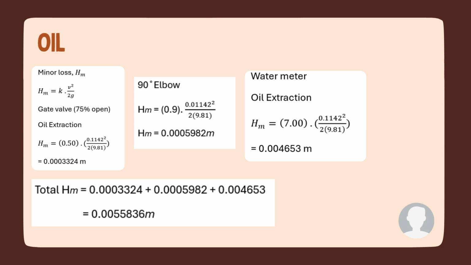And for the 90 degree elbow, we got the value for the minor loss is 0.000598. And lastly, we have the water meter, and the minor loss for it is 0.004653 meter. And the total loss for all this together, including the bending and fitting, the value is 0.0055836.